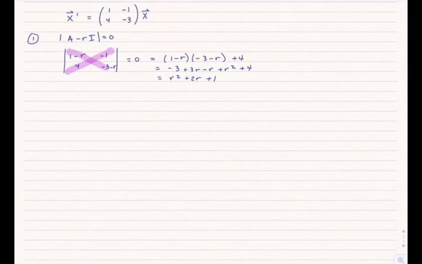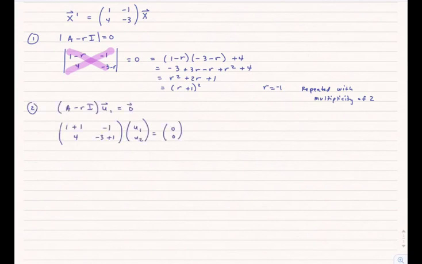When we multiply this out and collect like terms, we get r squared plus 2r plus 1. If I go ahead and factor this, I get (r plus 1) squared. I end up with an eigenvalue of -1, and that's repeated with a multiplicity of 2. So let's go ahead and find our first eigenvector. This is how I set it up, and when I go ahead and do my addition, I get this.